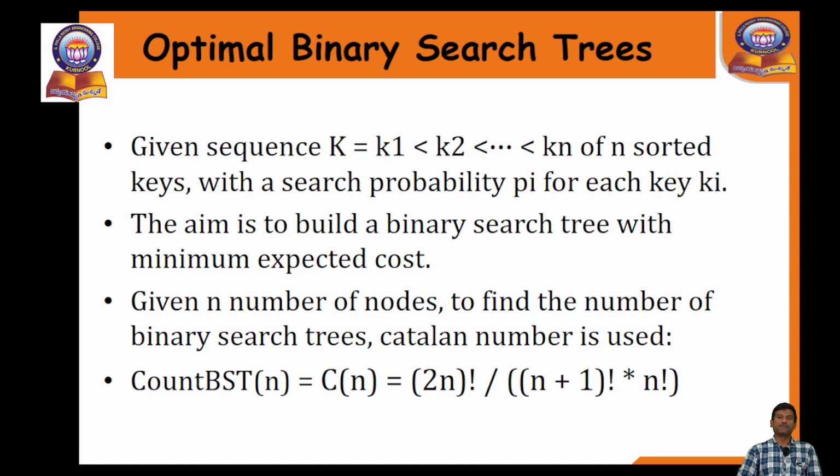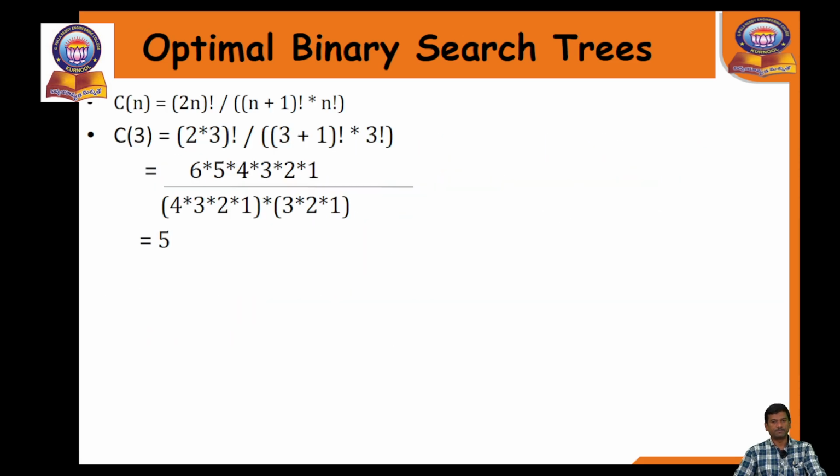So you should be familiar with how many binary search trees can be generated for n number of items. That is, given n nodes, the number of binary search trees that can be generated is given by BST of n equal to C of n, that is the Catalan number, which is given by 2n factorial divided by (n plus 1) factorial into n factorial.